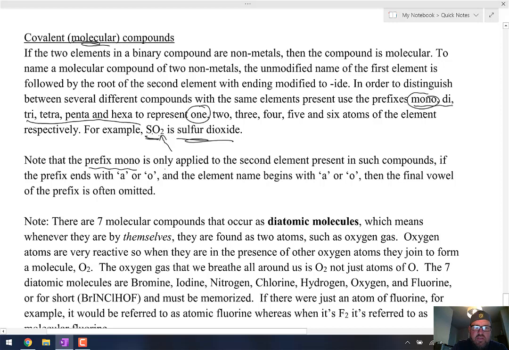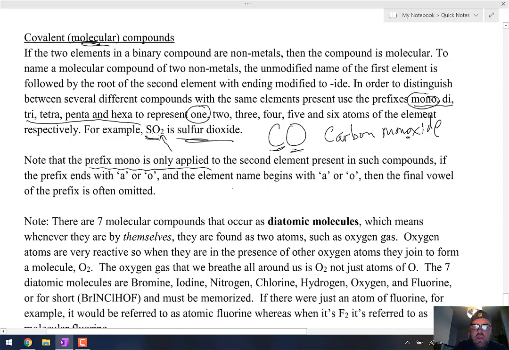Okay, notice that the prefix mono is only applied to the second element. If there's 1 of the first element, then you don't put it at all. Like this is a good example of this. CO, we talked about this one earlier. There's 1 carbon, but it's the first element, so we don't put mono. So we're just going to put carbon. But now the second element, there is only 1 of them, so that is monoxide. And notice there would be that double O there, so you just take that out.